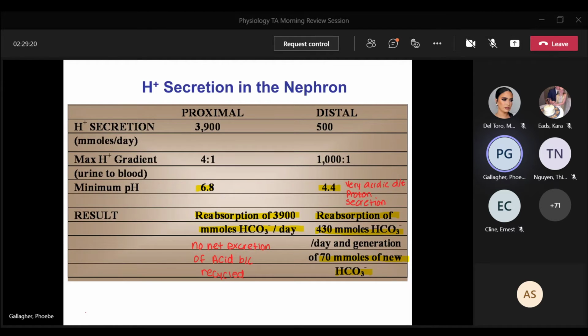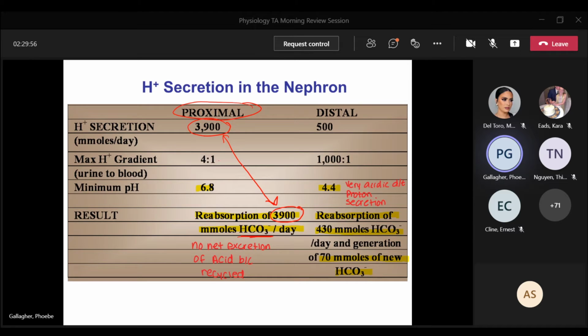So this is a summary slide. Don't worry about memorizing these numbers, but you should understand the relationship between the proximal and the distal tubule. So your proximal tubule is going to have a high amount of proton secretion, so it's pumping out a lot of protons for the purpose of reabsorbing bicarbonate. So overall, you're going to reabsorb 3,900 bicarbs by pumping out 3,900 protons. So there is no net acid secretion because these are the same number. So you don't see any acid excretion, but you do see bicarbonate reabsorption as a result of that.